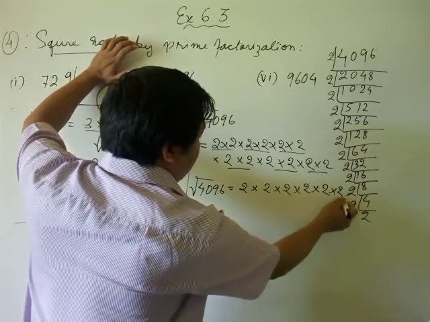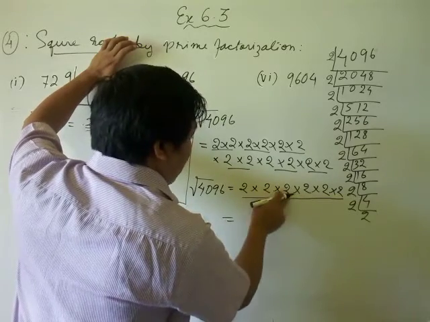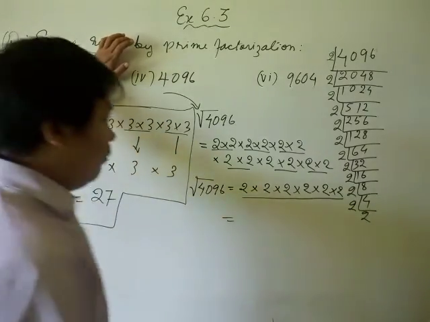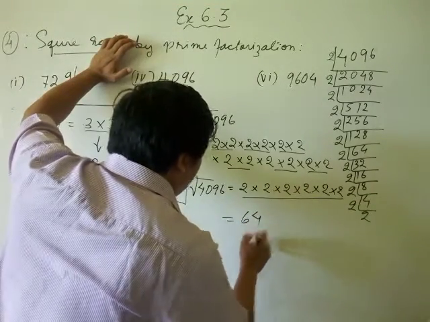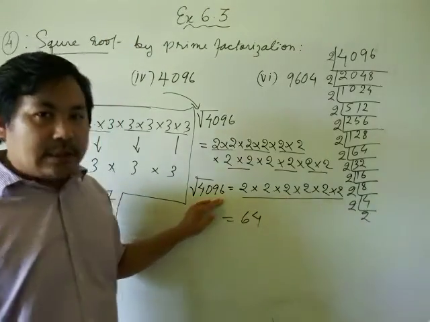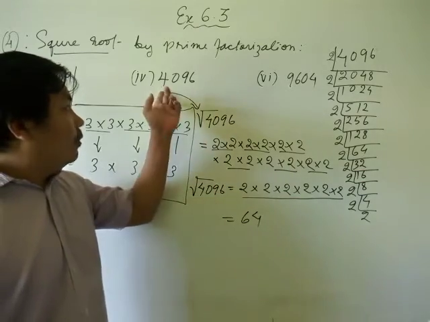Okay, so all this you have to multiply together. Then how much do we get? 2 twos are 4, 4 twos are 8, 8 twos are 16, 16 twos are 32, 32 twos are 64. So 64 is the square root of 4096. Got it? Yes. So this is the square root of the given number 4096.